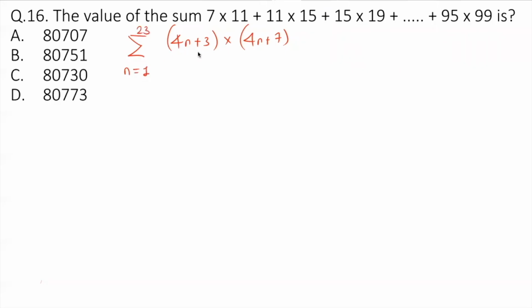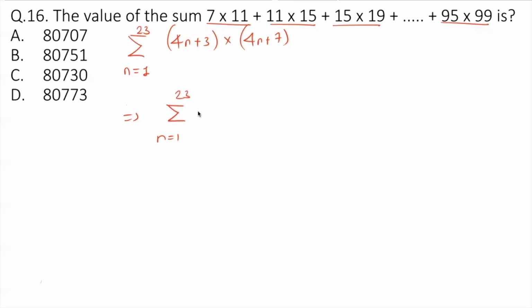So when you put n is equal to 1, you get the first term 7 into 11. When you put n is equal to 2, you get the next term 11 into 15. When you put n is equal to 3, you get the next term 15 into 19. Likewise, if you put n is equal to 23, you get the last term 95 into 99. So now we put summation of 4n plus 3 into 4n plus 7 such that n goes from 1 to 23 and solve this question.